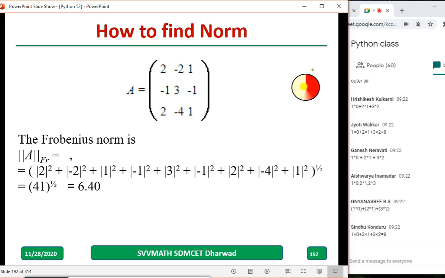2 square, minus 2 square, 1 square, etc., all added, and the square root of that. Please observe this: like a square root of 41, I am getting about 6.40. You can do it and check it like that. You can take some examples and do it manually, then make use of a Python built-in function and cross verify the answer.